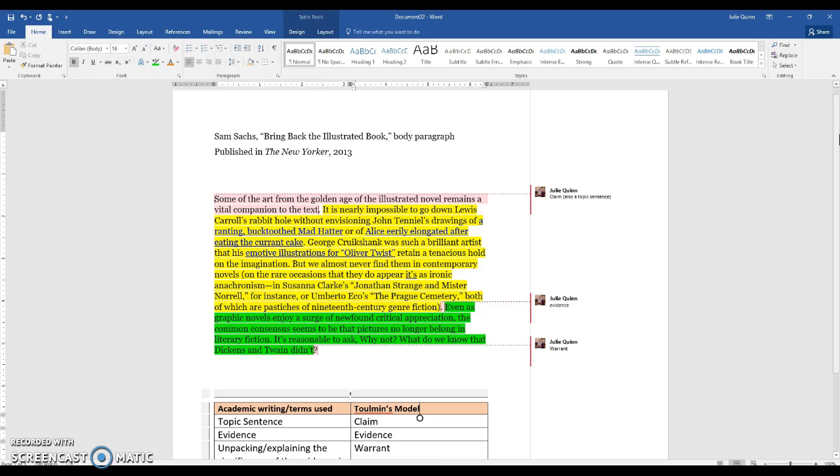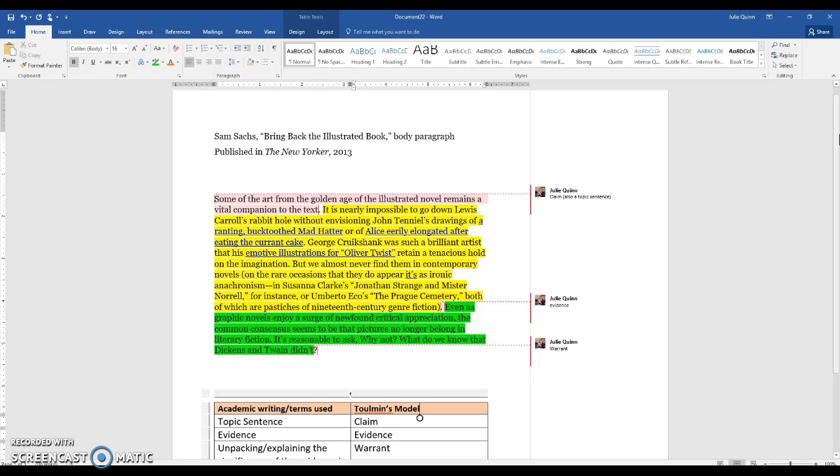So think ethos, logos, pathos. Ton of logos there. But what's in green is the unpacking. What's in green is the warrant, okay? So how he's connecting the evidence to the claim, he's saying the claim is, it's vital. Here's my proof, and here's how I connect it together.